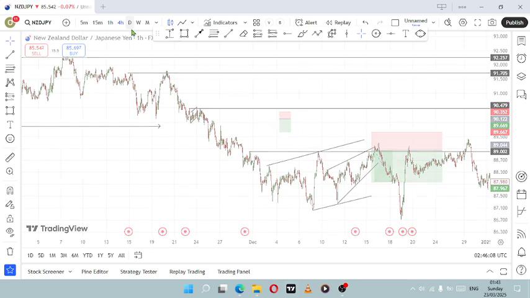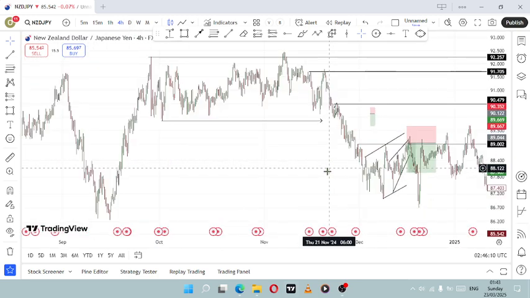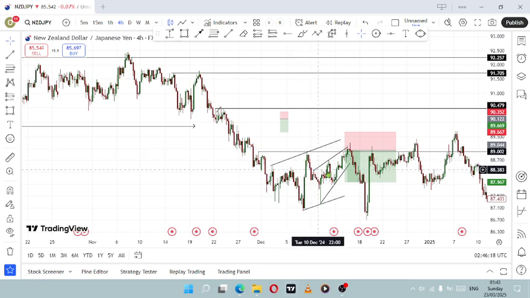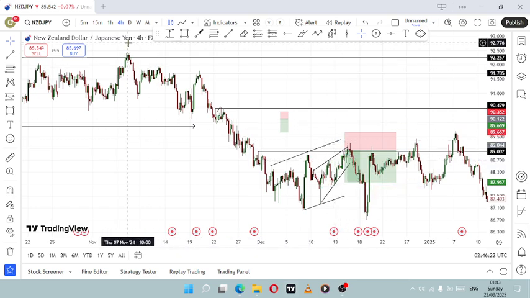So let's look at it on the 4 hour. This one we can see is a 4 hour structure. It has little price action. There was a gap here. Price tapped into this structure in a corrective fashion.